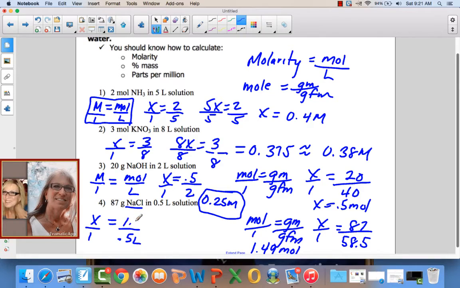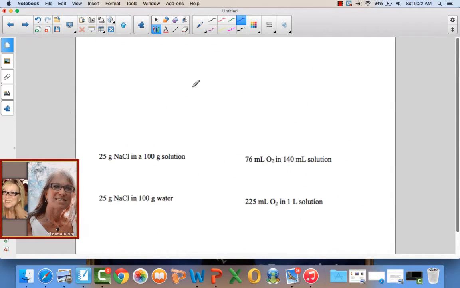And then I put 1.49 moles here. And when I cross multiply and solve for x, I get 2.97, or close to 3 molar. Okay, so there's your molarity. It's either going to be a single step if you've been given all the variables that you need, or it could be a two-step problem where you have to find your moles first using the mole formula and then substitute that into the molarity formula.